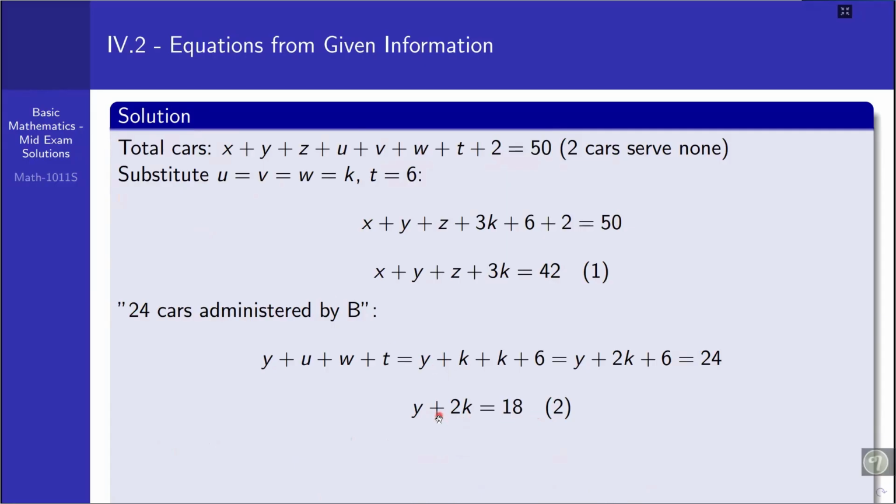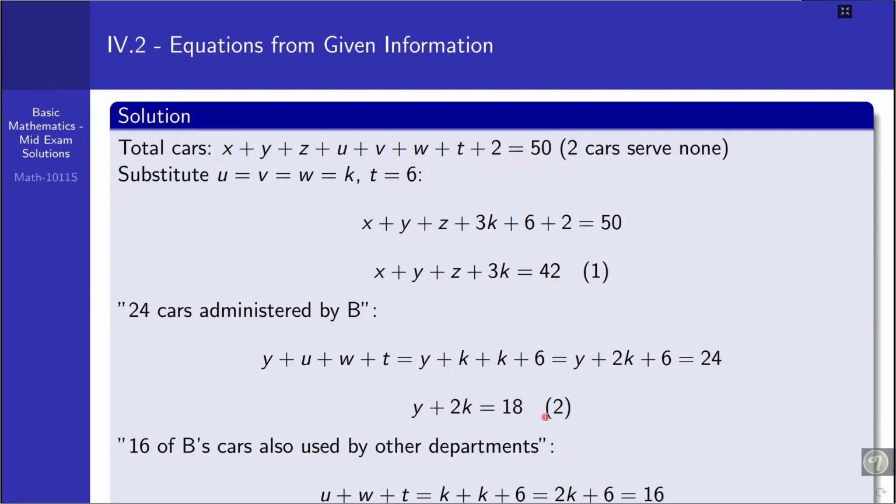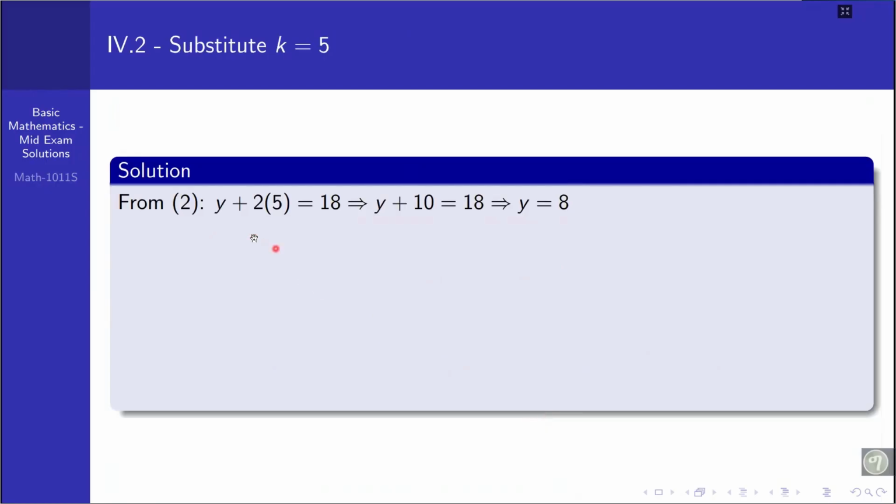From the second equation, Y plus 2K is equal to 18, we can have Y plus twice 5 is equal to 18. This implies Y plus 10, that is 2 times 5 is 10, is equal to 18, which implies Y is equal to 8. But what is Y? Y is the number of cars that are administered in B only. Therefore, this is the first solution for the given problem.